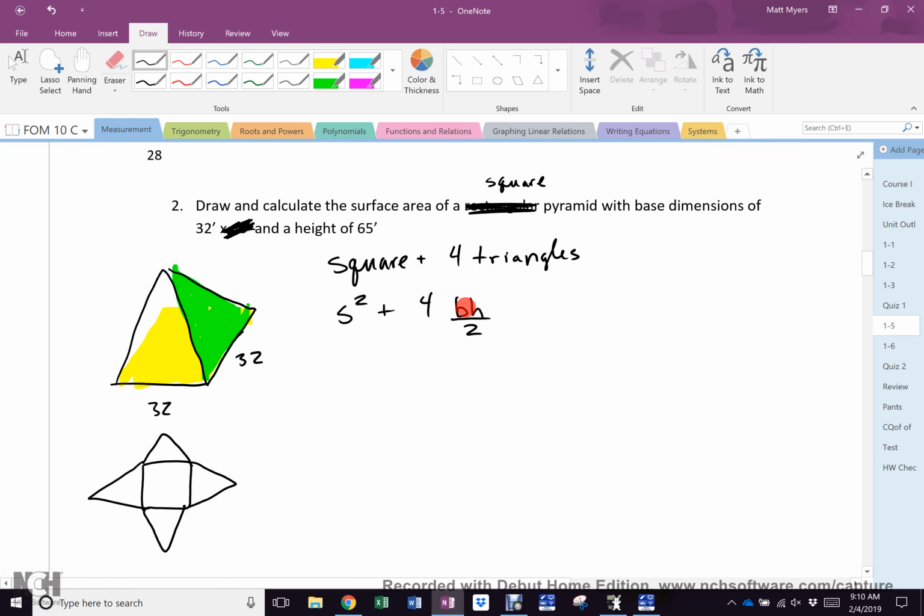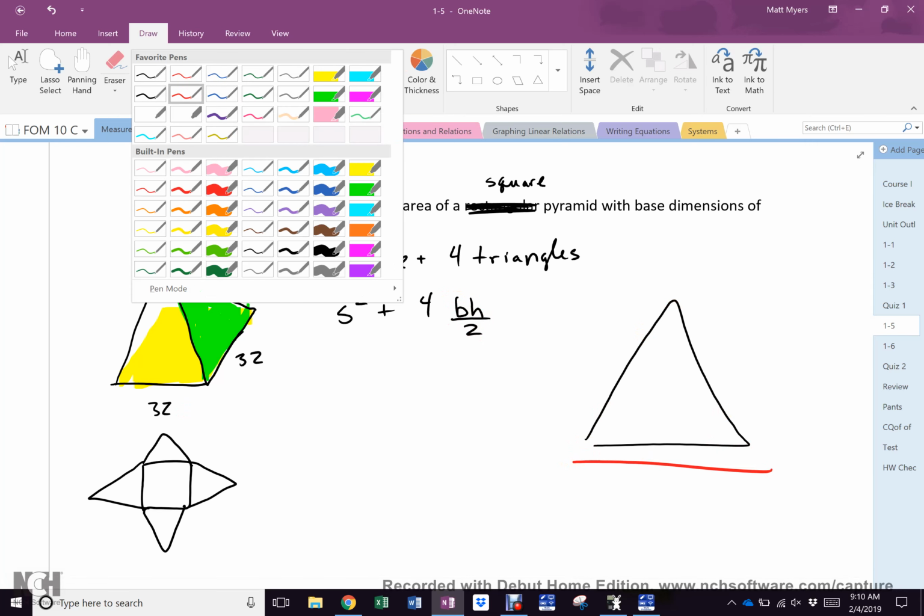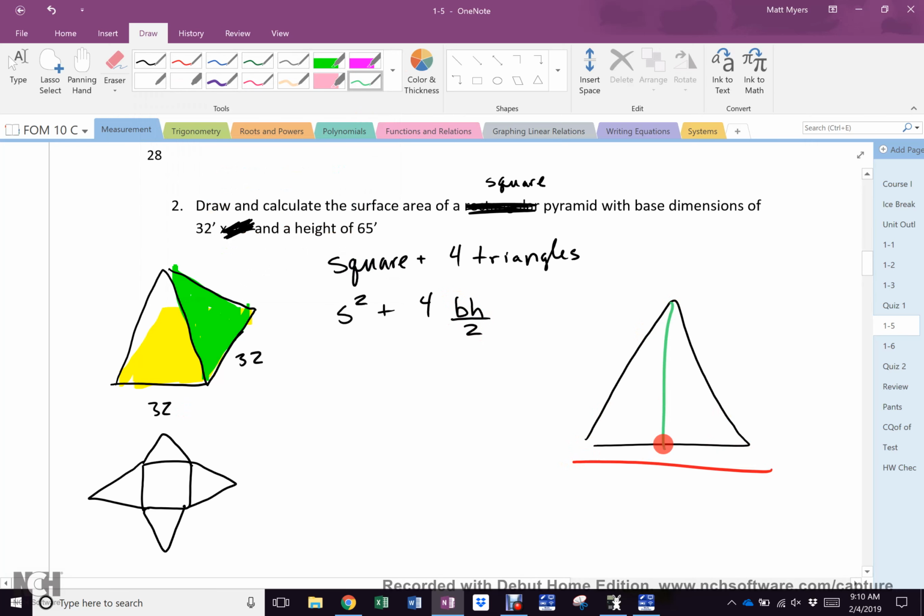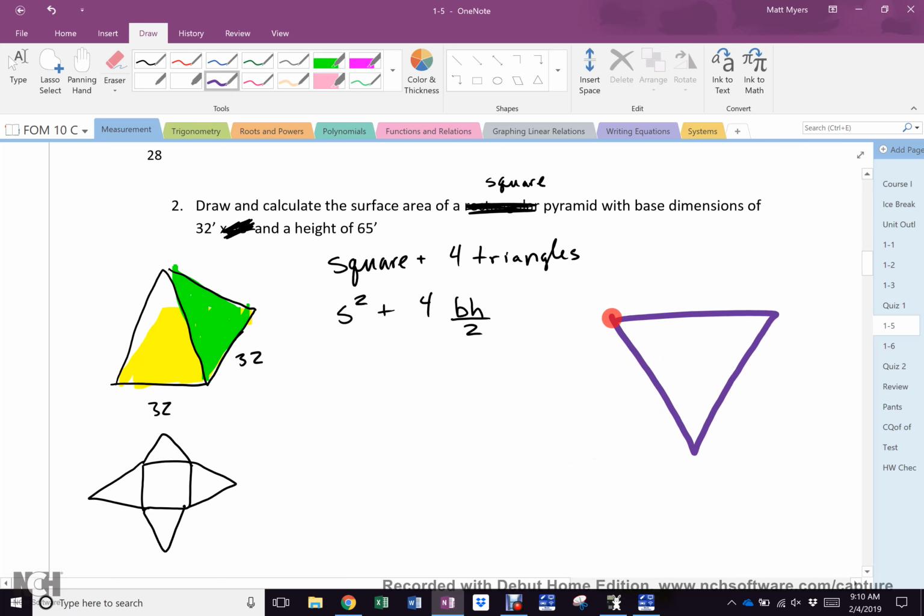Now here's that base and height problem, isn't it? If I draw the triangle this way, it's a red line and a green line. Where's the base? What's the height? Green line, agreed? But what if I turn that triangle over? Now what's the base? Still the red line. Agreed?